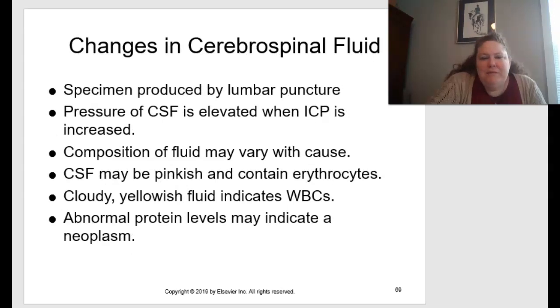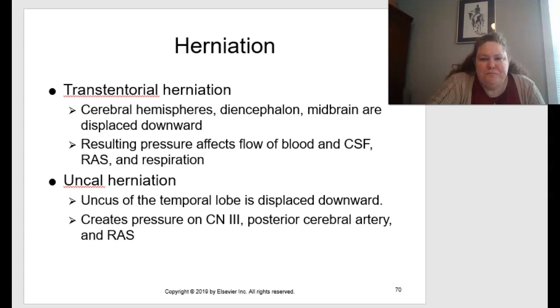Okay, so what happens with changes in cerebral spinal fluid? Well, the specimen can be produced by lumbar puncture. They can get it by poking you in your lumbar area and pulling it out. Pressurized CSF is elevated when the intracranial pressure is increased. You have composition of fluid, which may vary with causes, and the cerebrospinal fluid may be pinkish, and it can contain erythrocytes. If it's cloudy, deeper yellow fluid, then this indicates that there is a contamination with white blood cells, and abnormal protein levels may also indicate not contamination, but the presence of a neoplasm.